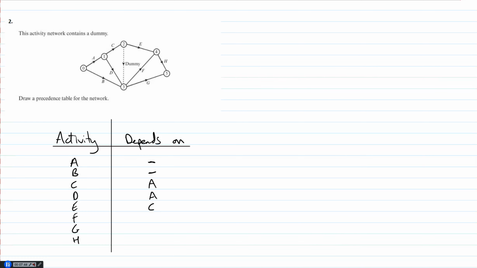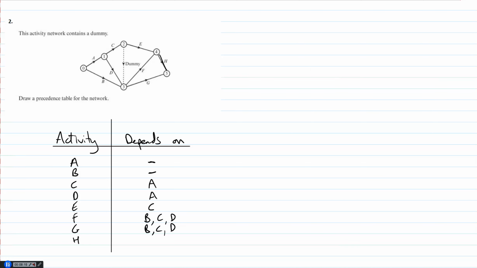Here's F. So before F, we've got B, we've got D, but we've also got C via the dummy. So all 3 of them are before F. So B, C, and D, all required. G is here. What does G have before it? Well, it also has B, D, and then C via the dummy. So we're going to need all 3 of them again, B, C, and D.